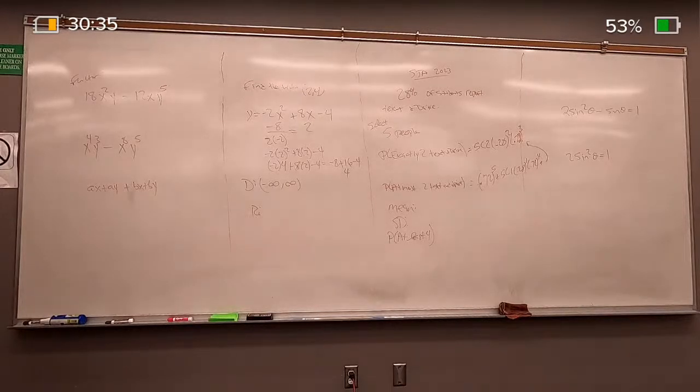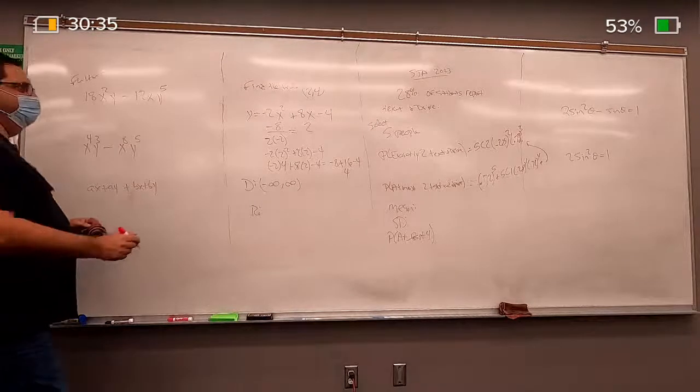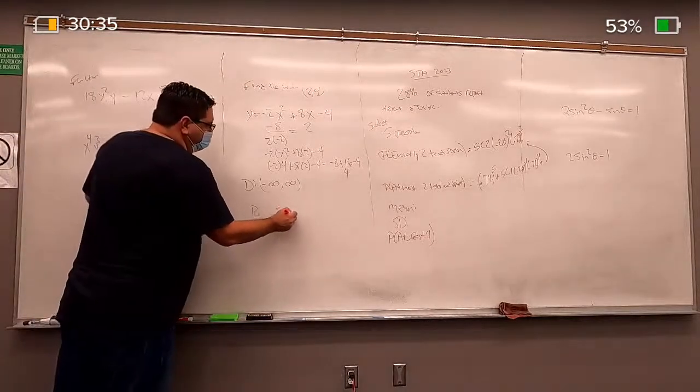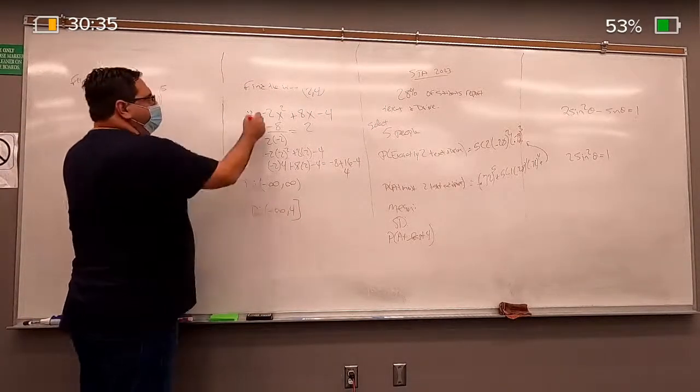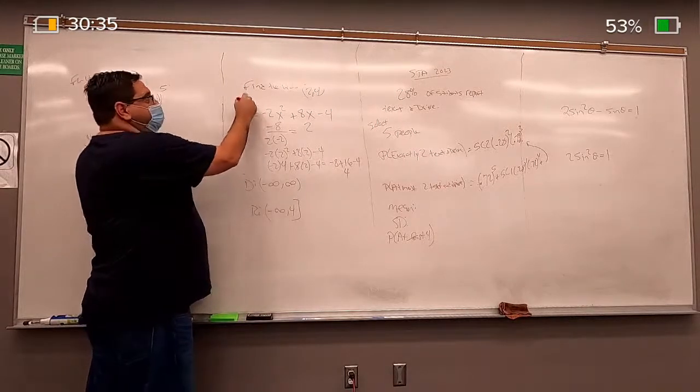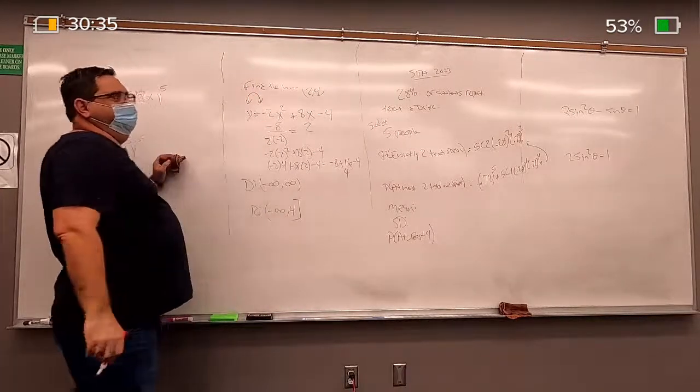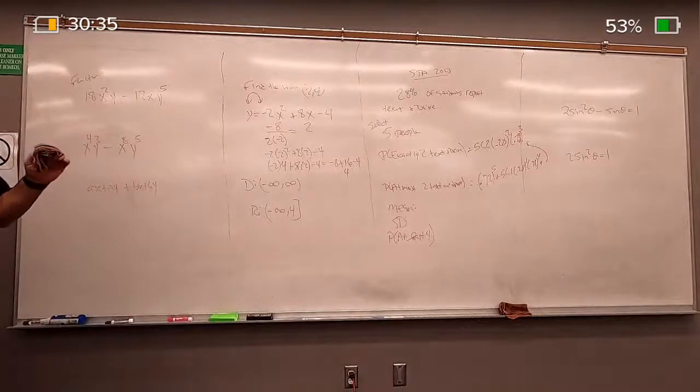Alright. What's the range, Henry? 4 to infinity. Not quite. Casey, what's the range? Negative 4. No. How about negative infinity to 4? Why is it negative infinity to 4? This negative sign makes it concave down. It's going downwards. Alright, that negative sign makes it concave down.